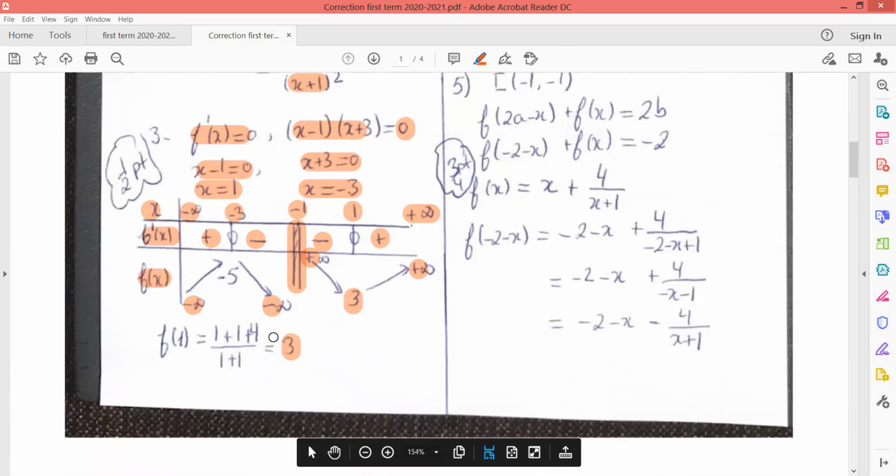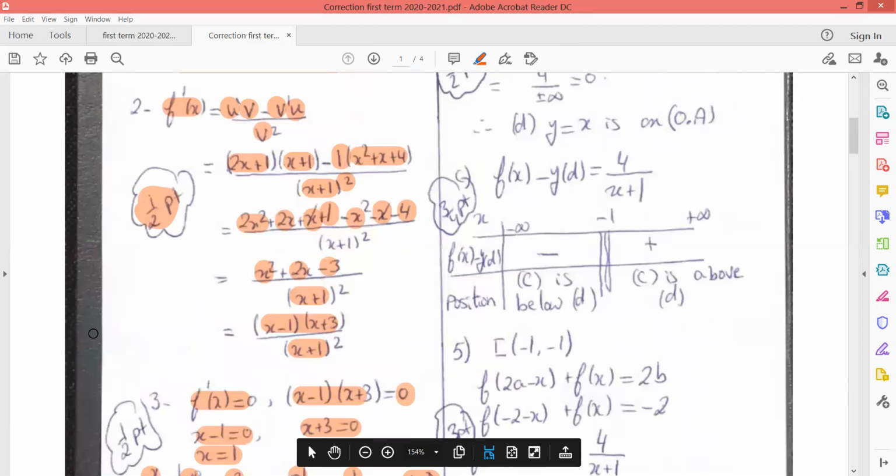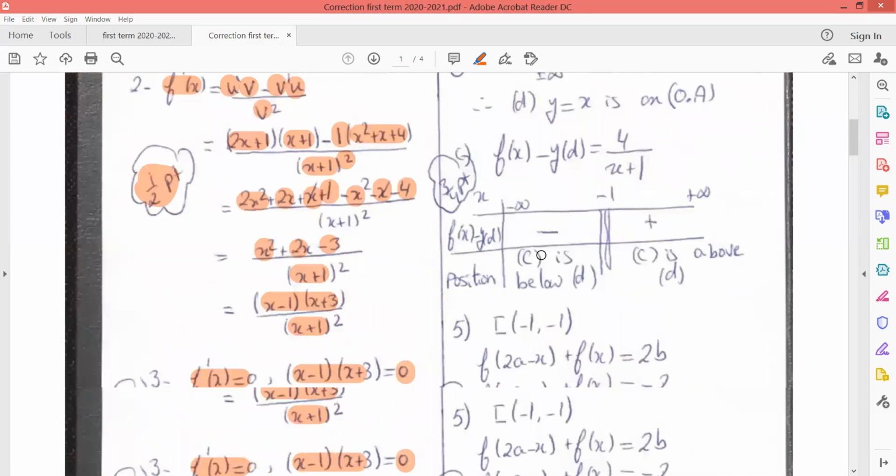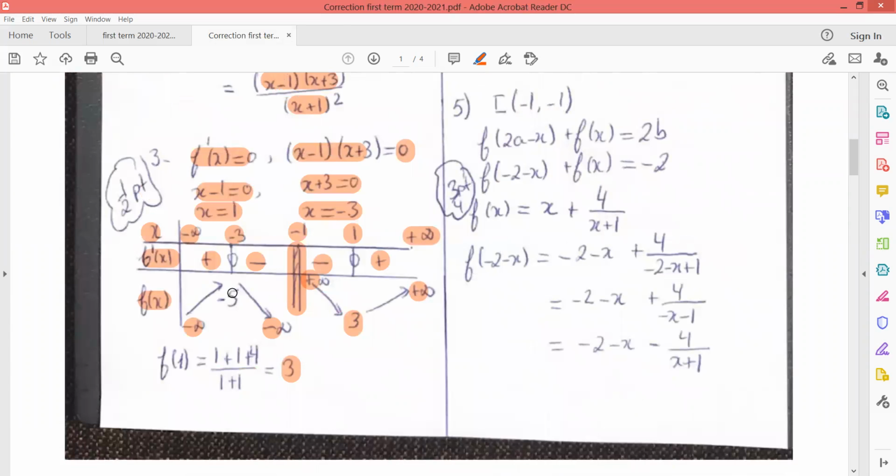The maximum is f of minus 3. f of minus 3 is 9 minus 3 plus 4 over minus 3 plus 1. It will be minus 10 over 2, equal minus 5. Then the maximum is minus 5. I put minus 5 here. This table of variation is half a point.